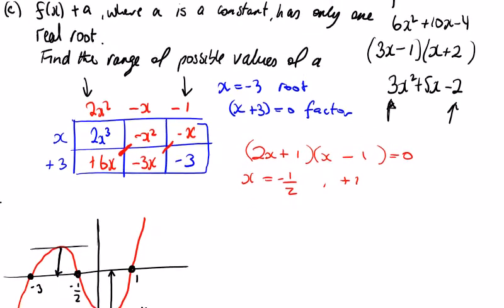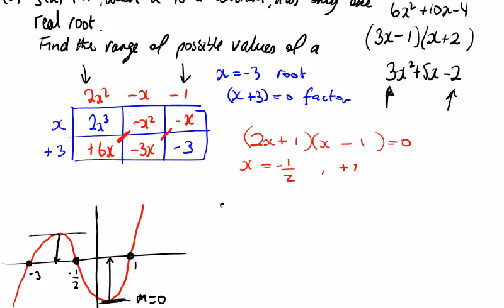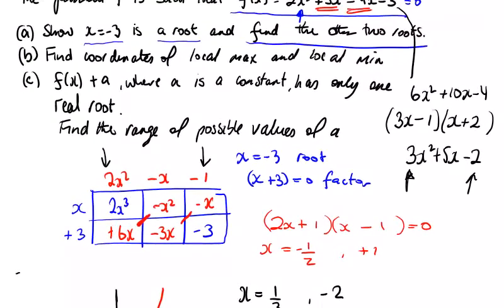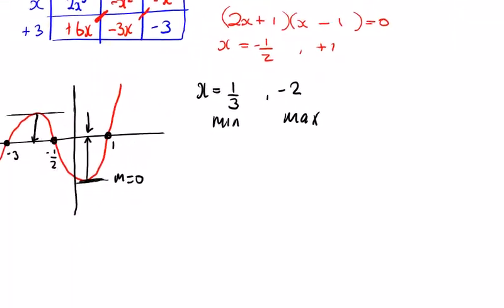So what are my solutions to this? My x values are 1 over 3 and minus 2. Now the x equals 1 over 3 has to be my min in here. That's my min and my max, but we're asked to find the points. So I've got to sub these back into the original equation. So let me do that.